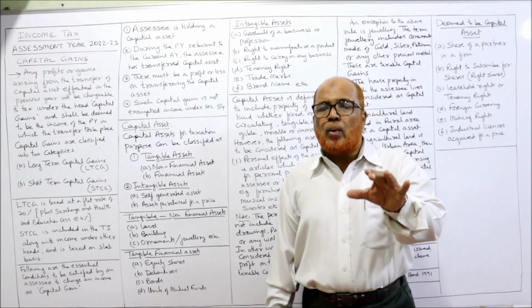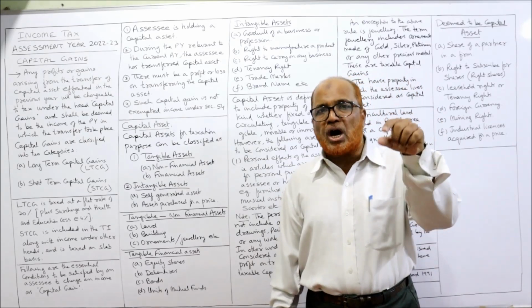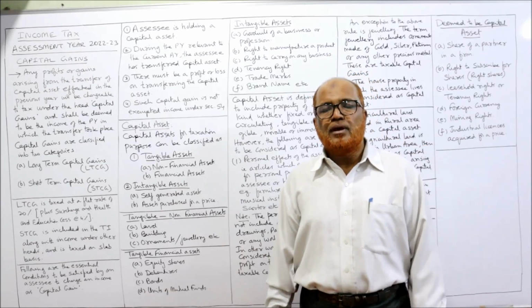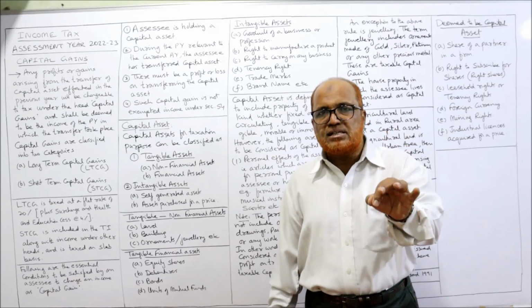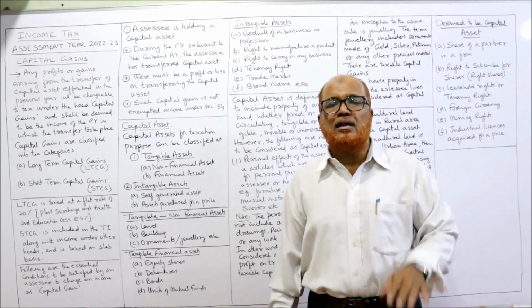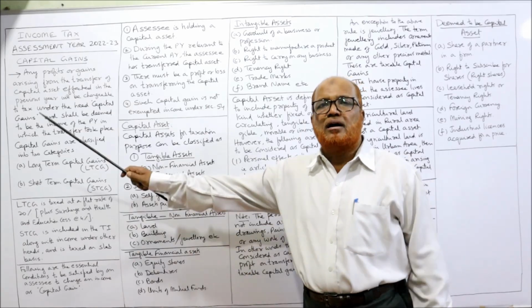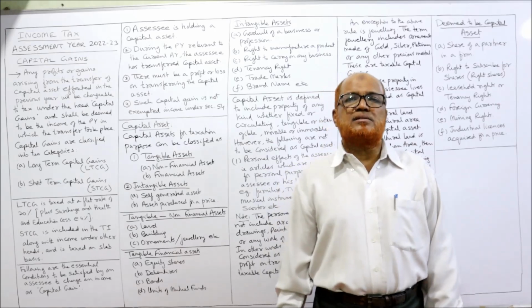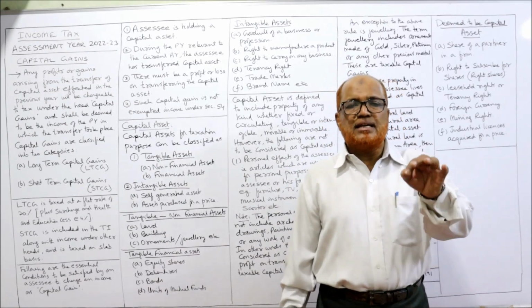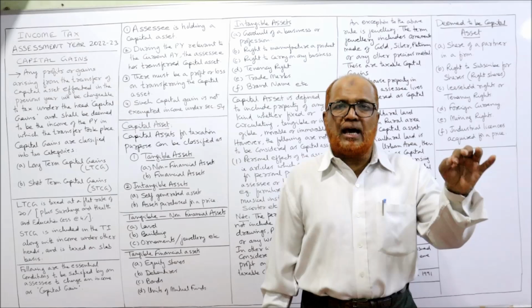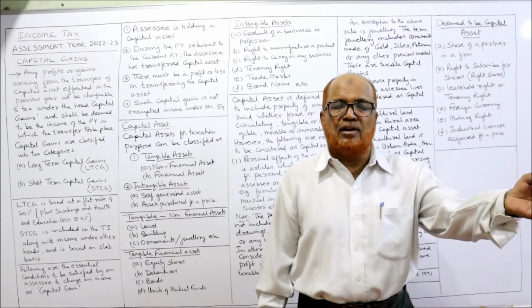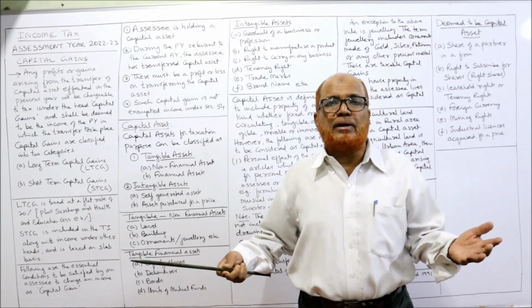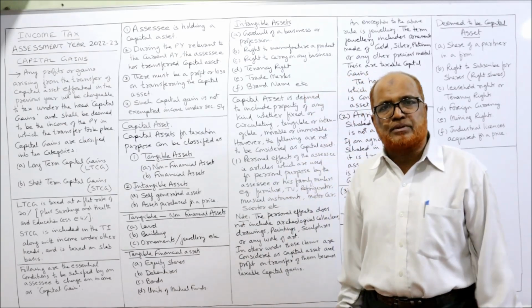So when an income is chargeable under the head capital gain, some conditions are given. If the assessee satisfies these conditions, then only the gain arising is taxable under the head capital gain. The first is, assessee is holding a capital asset. If the assessee is the owner of a capital asset and he transferred, then only capital gain. If he is not the owner, if he is not holding the capital asset, no tax under capital gain.